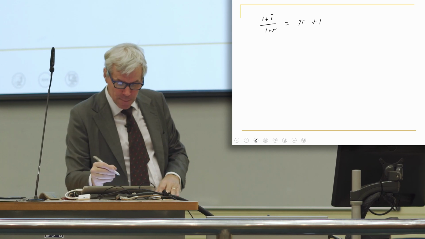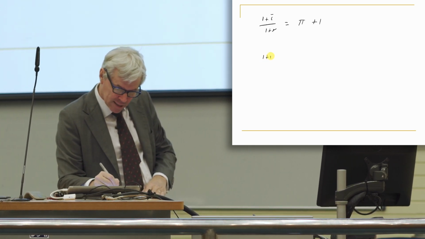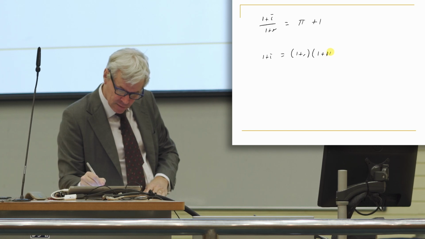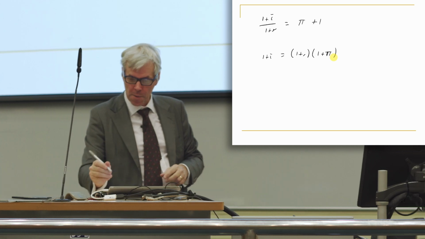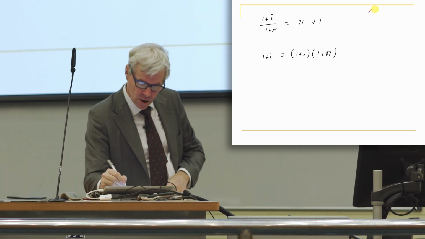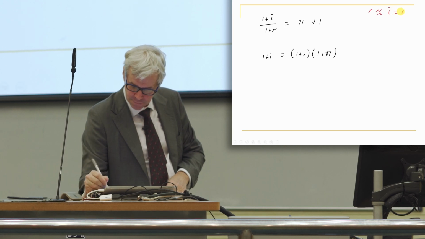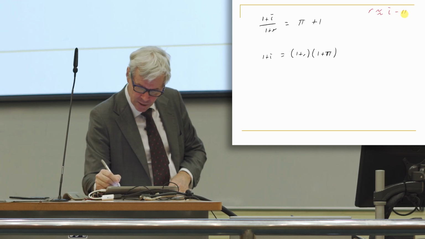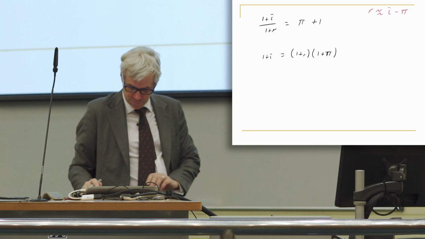So let me multiply both sides by 1 plus r. So I get 1 plus i is equal to (1 plus r) times (1 plus inflation), for what it's worth, which is not what I'm going for. Remember, what I'm going for is r approximately equal to i minus the rate of inflation. So that's not it. Okay.